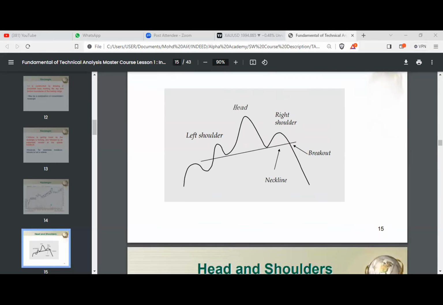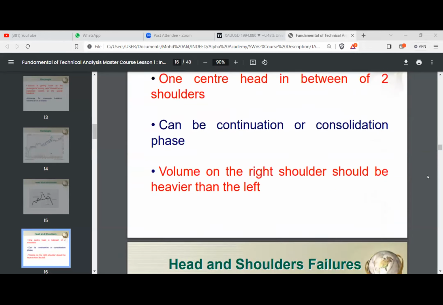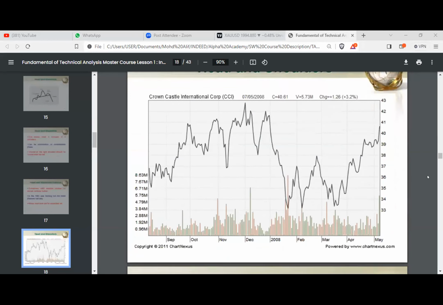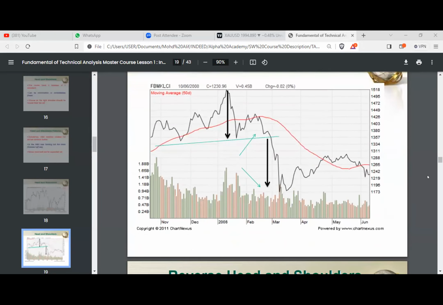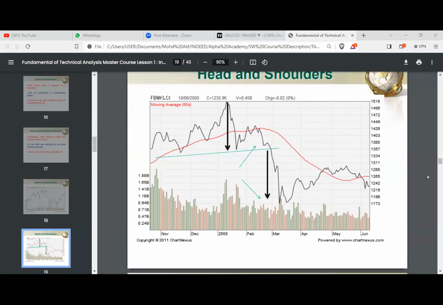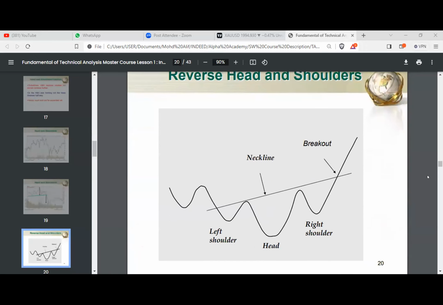Okay, let me go. Same goes to the reverse head and shoulders. This one is direct head and shoulders. This one reverse. Reverse must happen at the bottom. Remember that. Happen at the bottom. Usually, most of the time.